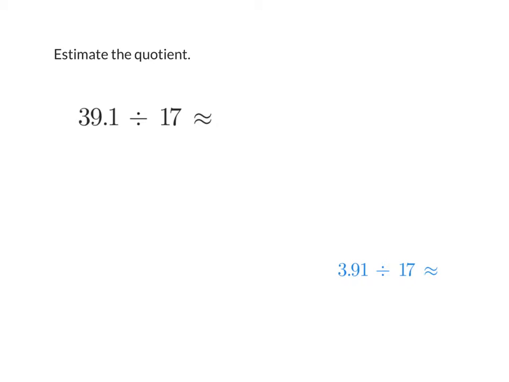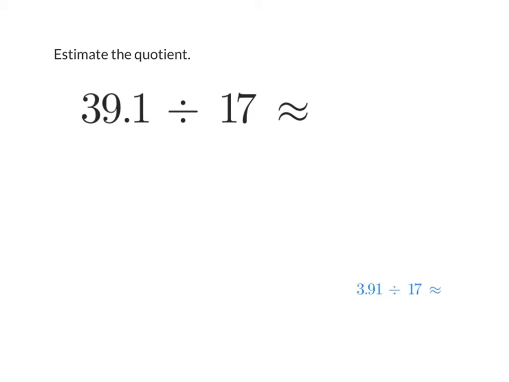The directions tell us to estimate the quotient, and here's your math problem that you're going to copy into your notebook. 39.1 divided by 17. Whenever we have a division problem we need to estimate, what do we estimate first? The whole or the divisor? The divisor. Here's a good way to remember that if you always forget. Divisor starts with D and whole starts with W. Which letter comes first in the alphabet, D or W? D. So you have to estimate the divisor first.